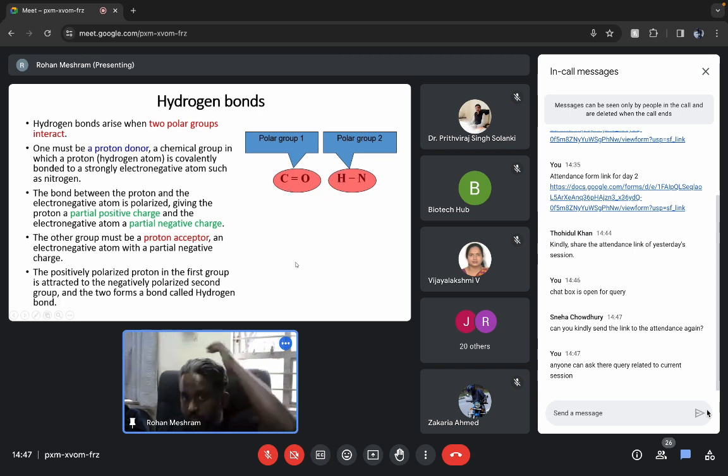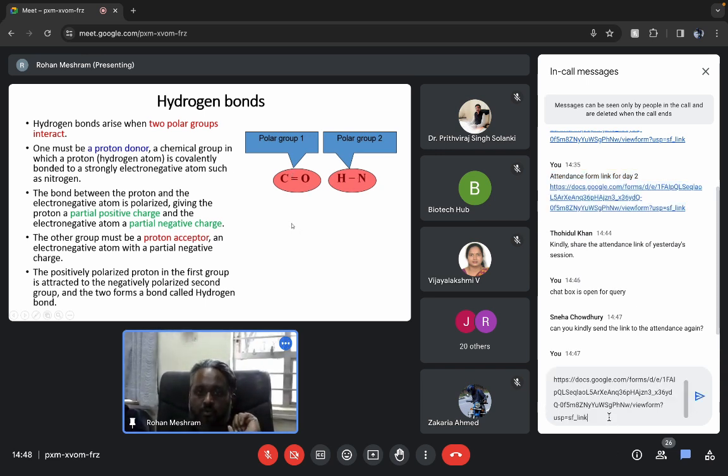Okay, so we have got polar group 1 and polar group 2 as I have shown you over here, right? So as you know that the electronegativity of oxygen is far more as compared to the carbon, and electronegativity of nitrogen is far more as compared to hydrogen. I have specifically selected these two polar groups in this illustration because these CO and NH groups are most abundantly found in protein backbone. So that is why, to keep analogy together, I have selected the CO and NH as two polar groups.